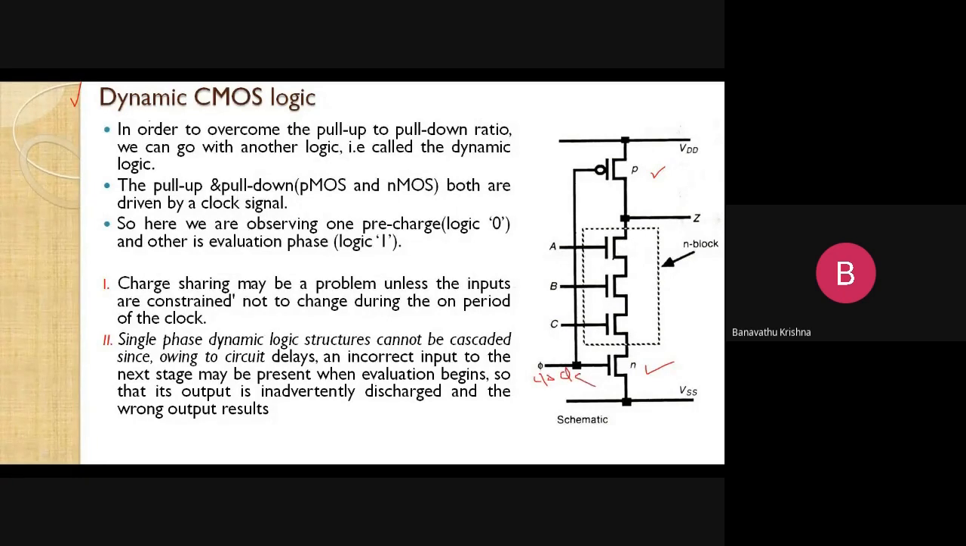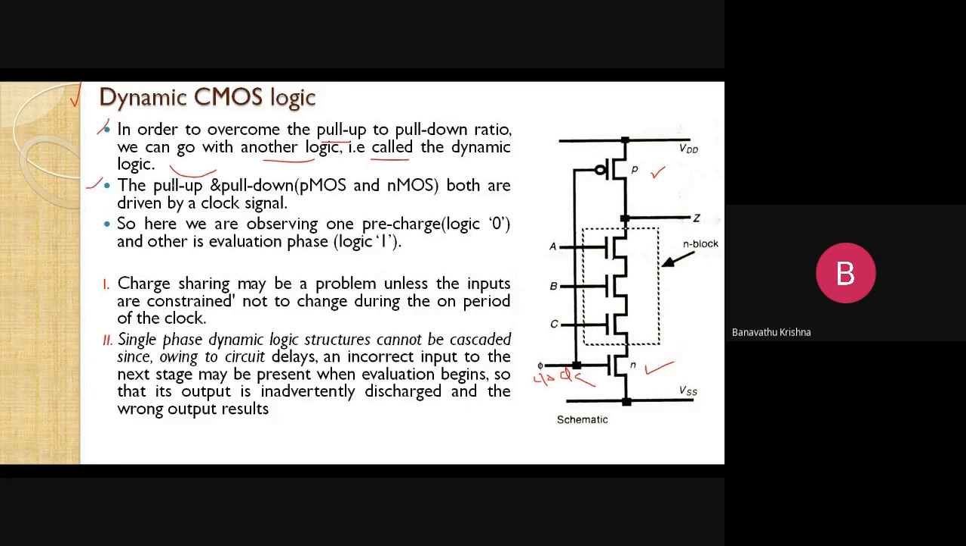Okay, so let us go through this point in order to overcome the pull up to pull down ratio, right? What is the disadvantage, the drawback in pseudo NMOS logic? That is the ratio problem. To overcome that problem, I want to go with another design, that is dynamic CMOS logic, right? So in order to overcome the pull up to pull down ratio, we can go with another logic called dynamic logic, right?